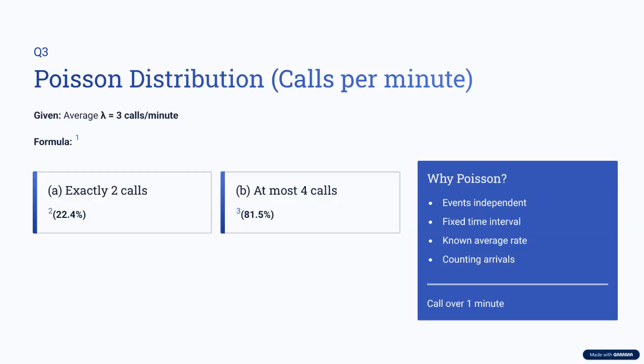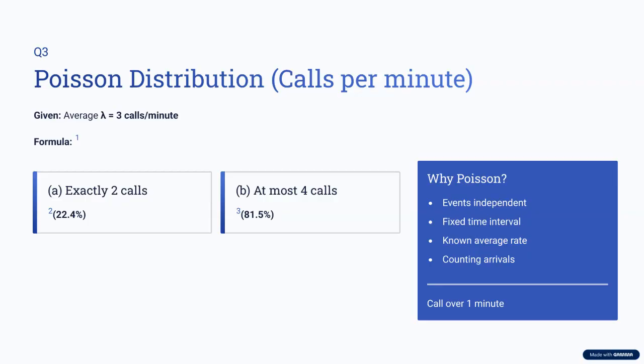Why do we use Poisson here? Because the scenario meets 4 conditions. 1. Events occur independently. One call does not affect the next. 2. Fixed time interval. We're looking at exactly 1 minute. 3. Known average rate. We know lambda equals 3 calls per minute. 4. Suitable for counting arrivals.